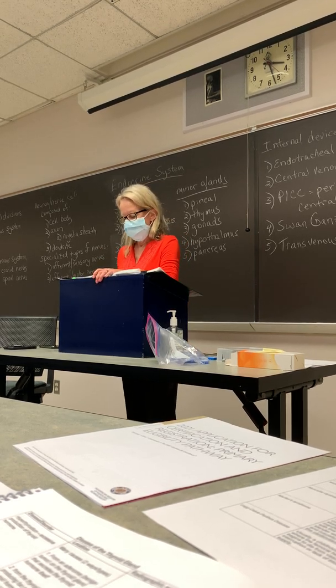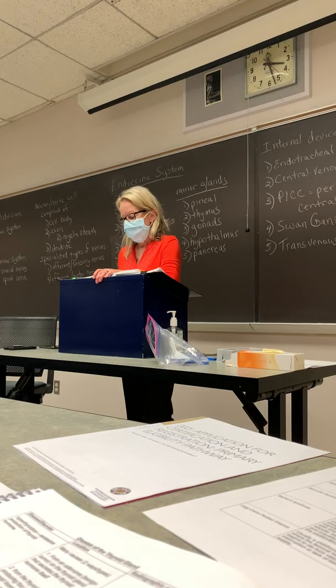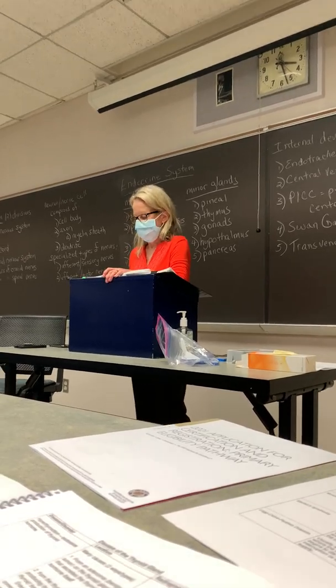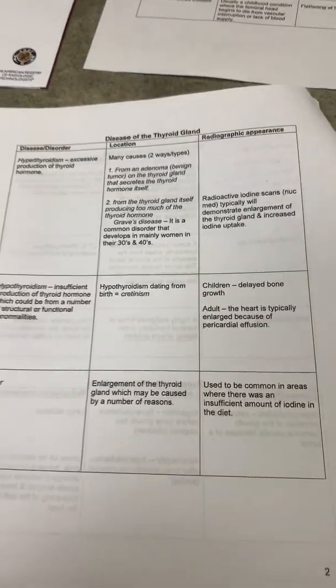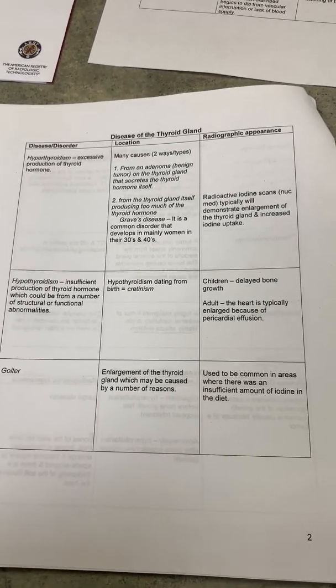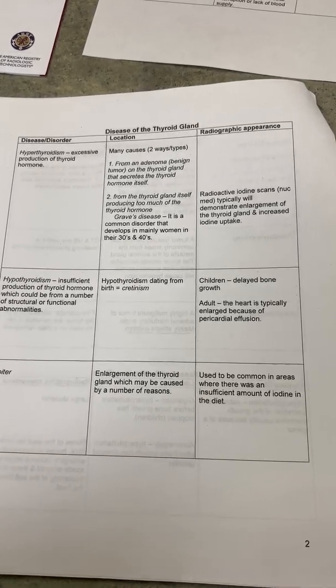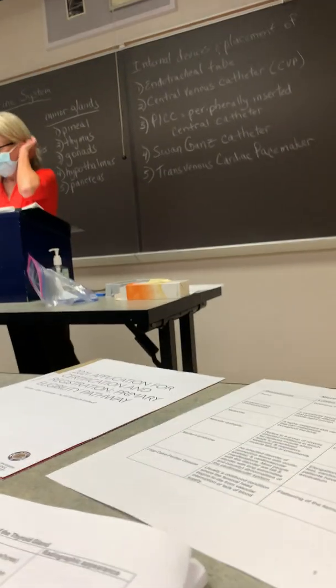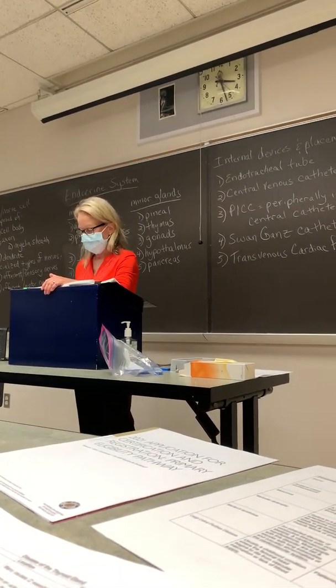Okay, that's it for pituitary. We're going to go to the thyroid gland. Where's the thyroid gland? Good. The thyroid gland is in your neck, about the level of the larynx.